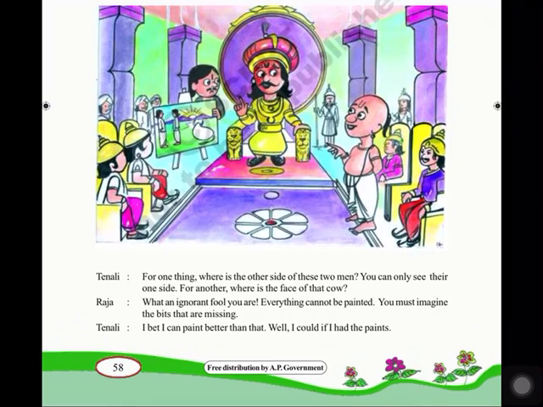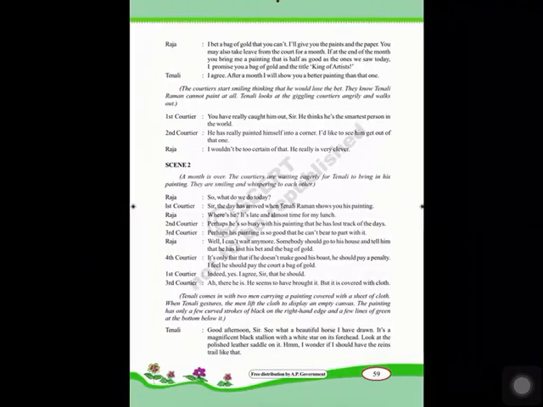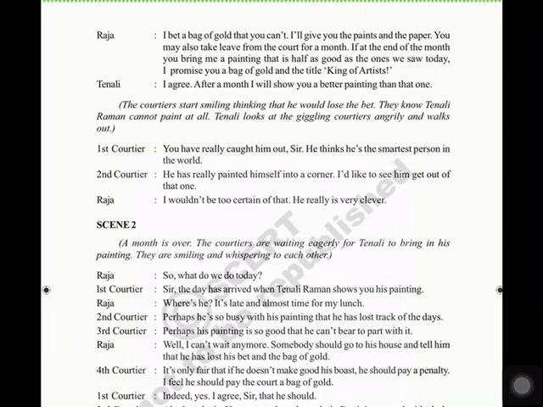Tenali: I bet, I challenge, I can paint better than that. Well, I could if I had the paints. I challenge, my lord, I can do better than this if I have paints with me. Raja: I bet a bag of gold that you can't. I am very sure you can't draw at all. I will give you the paints and the paper. You may also take leave from the court for a month. If at the end of the month you bring me a painting that is half as good as the ones we saw today, I promise you a bag of gold and the title King of Artists.